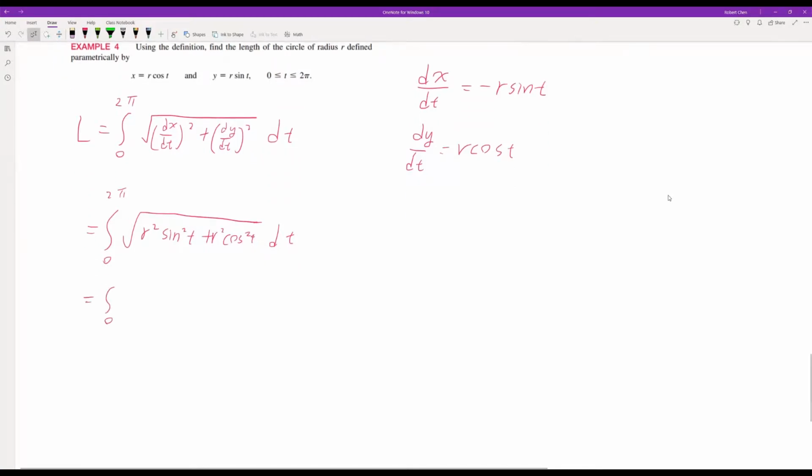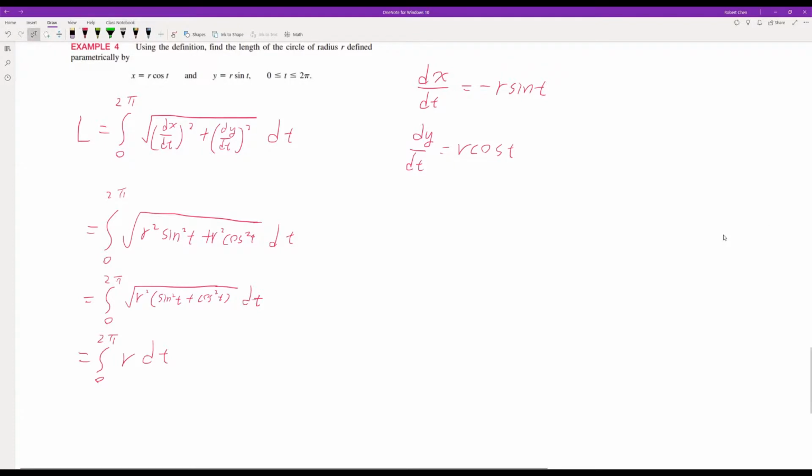Factor out the r squared. Actually, let me not skip too much here. So factoring r squared, I have sine squared plus cosine squared, which is equal to 1, right? And then the square root of r squared just gives us r, dt. Keep in mind that r is the radius, which is a constant, right?